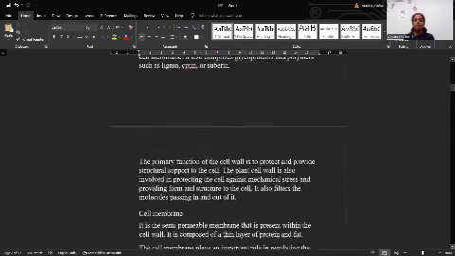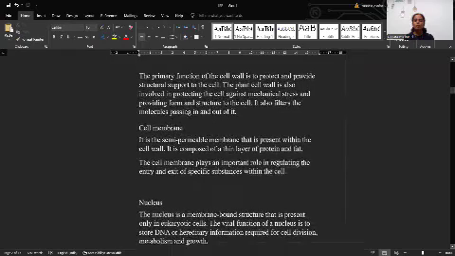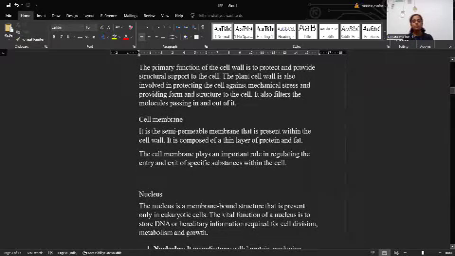The primary function of the cell wall is to protect and provide structural support to the cell. The plant cell wall is also involved in protecting the cell against mechanical stress and providing form and structure to the cell. It also filters the molecules passing in and out of it.